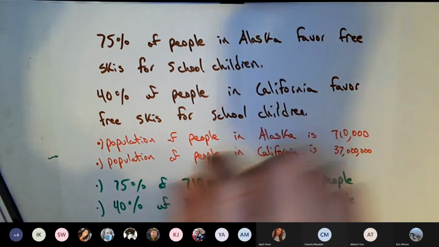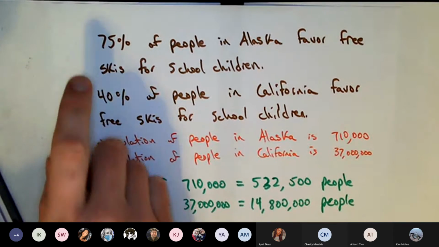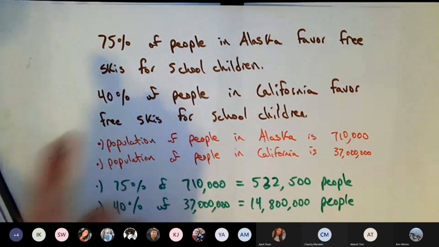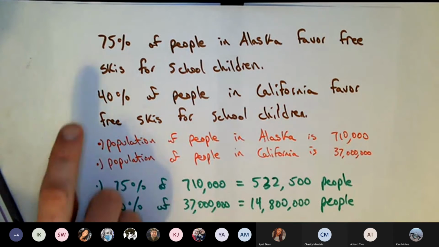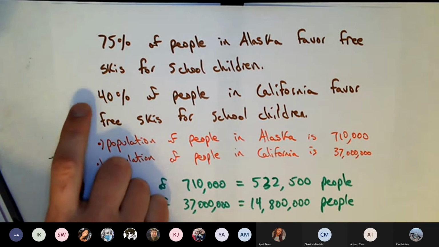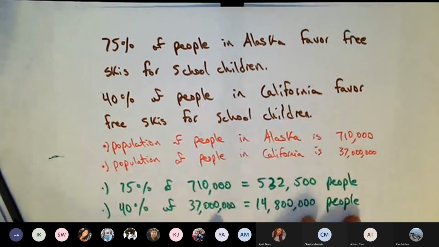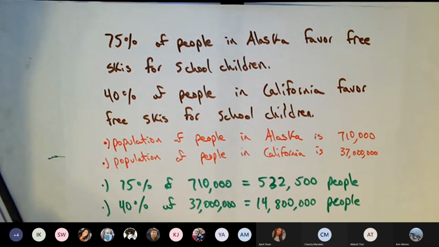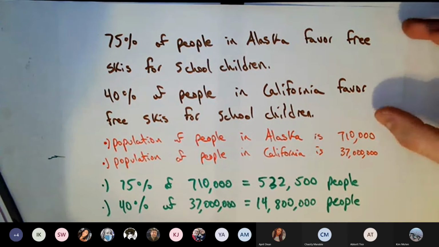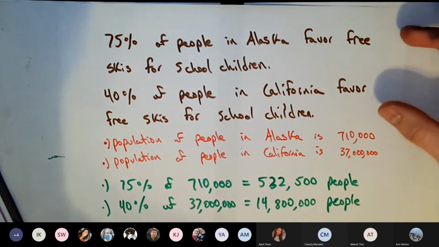Like per person, right? 75 out of 100 people in Alaska favor free skis for school children, while only 40 out of 100 people in California favor free skis for school children. So there's nothing wrong with this data, right? It kind of makes sense once you interpret it the right way.